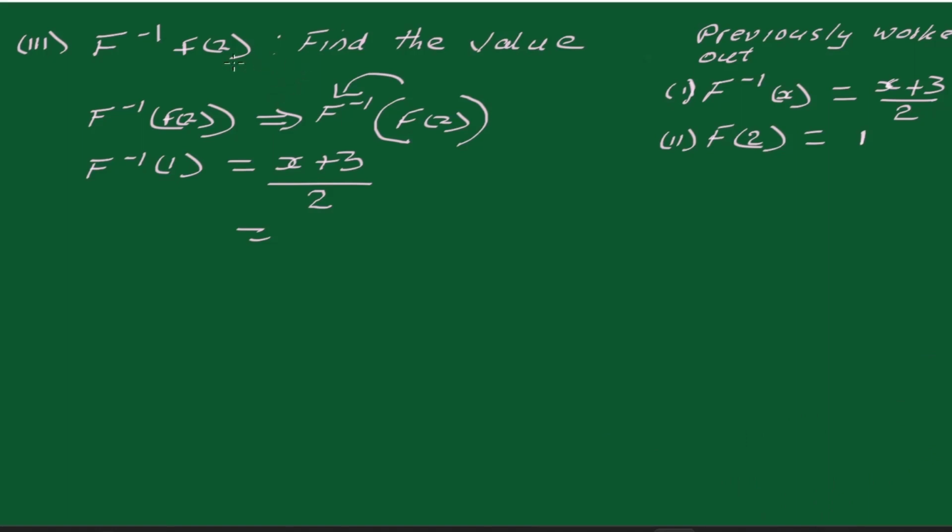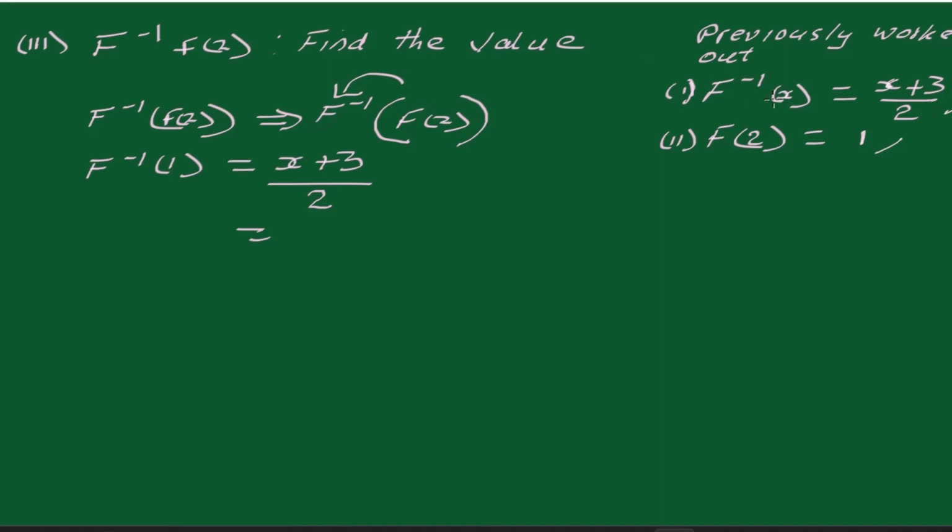So looking at our third question, we actually find the inverse of f, f inverse of f(2). So we need to find the value. Previously we worked out the inverse of function f, and we got x plus 3 divided by 2, and we also worked out the value of f(2). So the value of f(2) was 1. Now what they're asking us to do is to find the value of f inverse of f(2). So f inverse of f(2) means to say that we'll take this particular value here and input it in the inverse of function f.